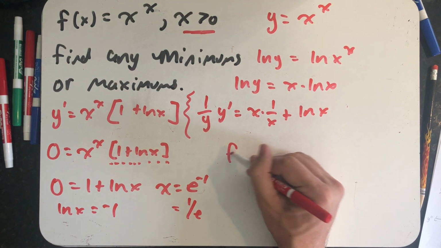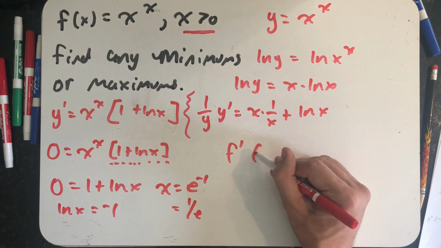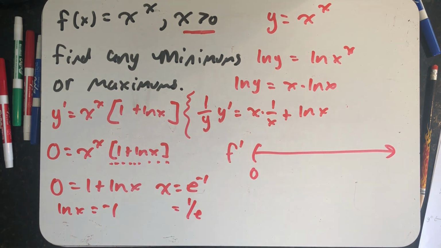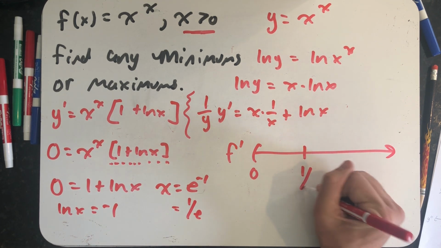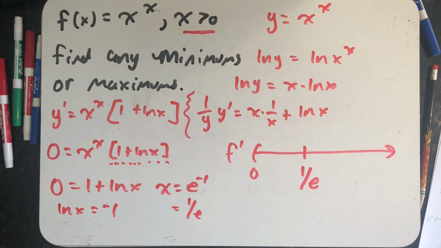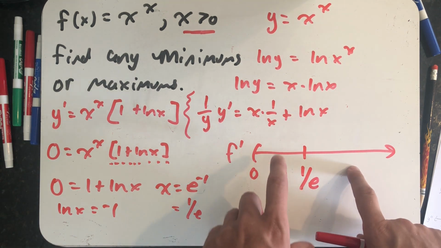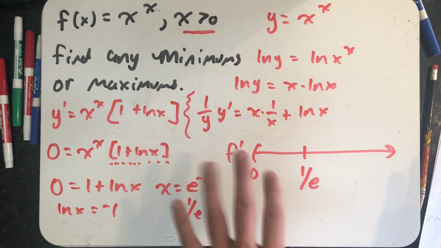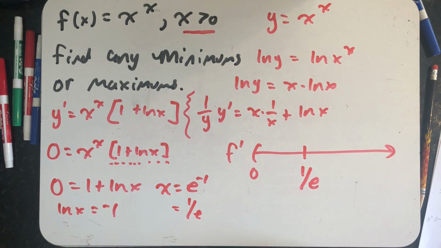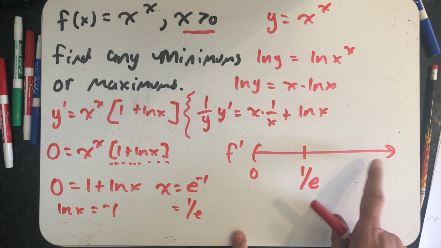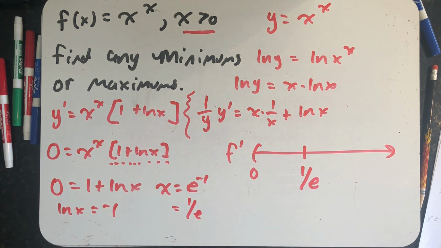So when I look at my first derivative number line, all of my x's are bigger than 0. 1 over e is my critical point. And I just need to know whether my first derivative is positive or negative on these two intervals. And so pause the video here and use the first derivative. Pick a value in this region and a value in this region and see if you can fill in these blanks for a positive and a minus.